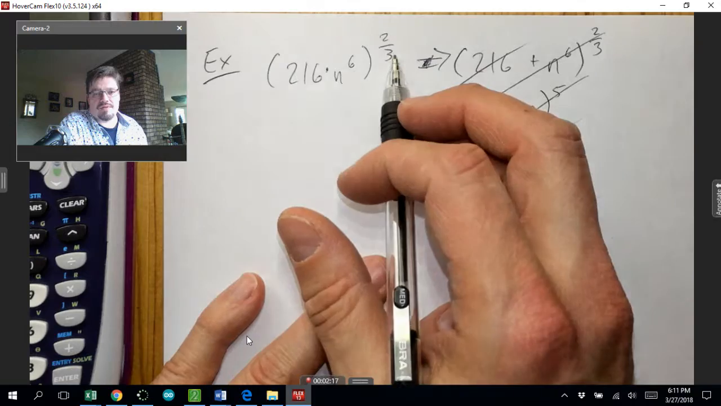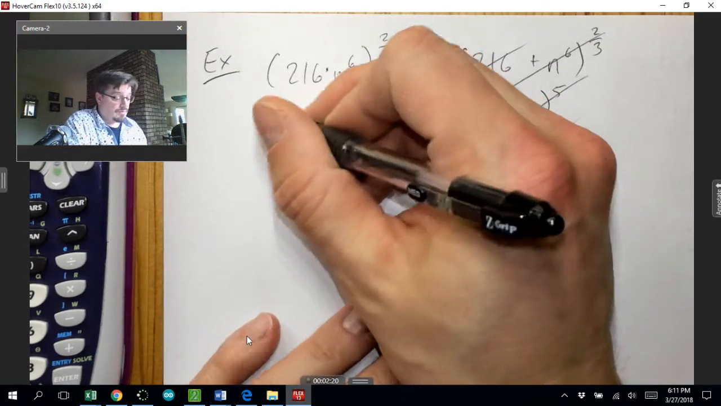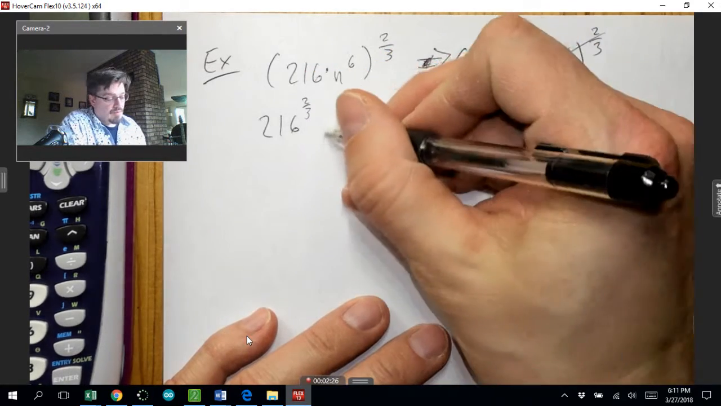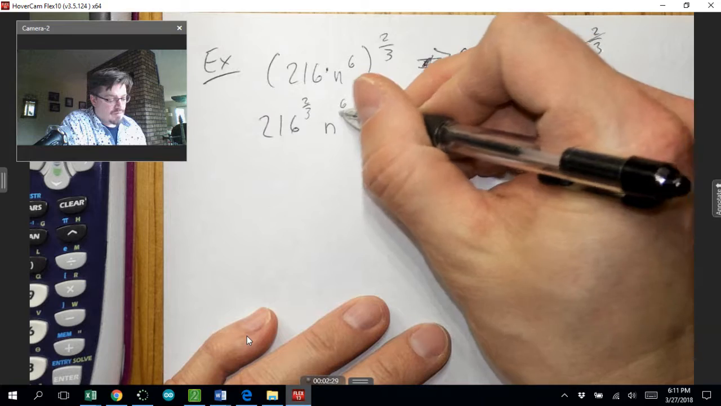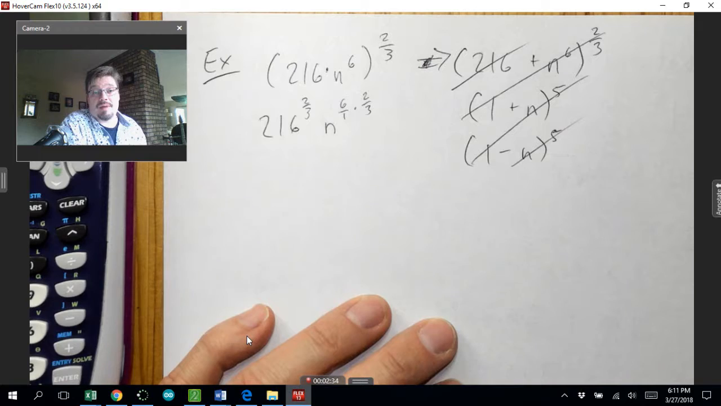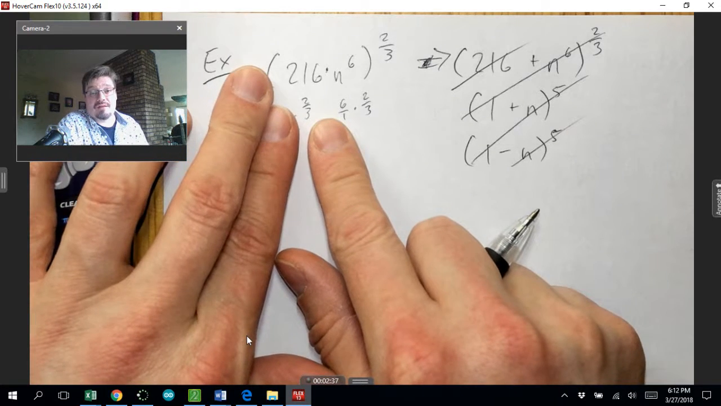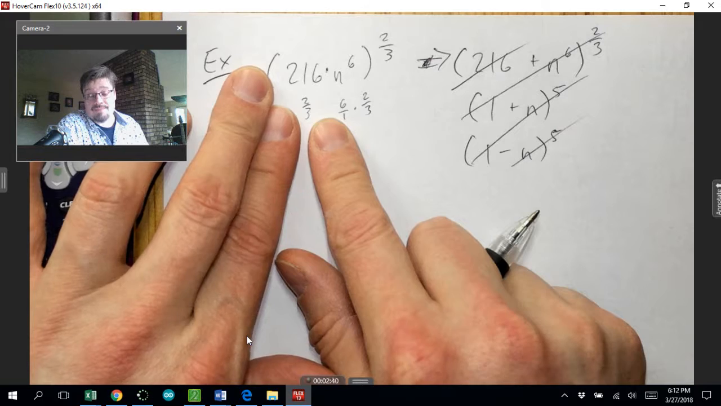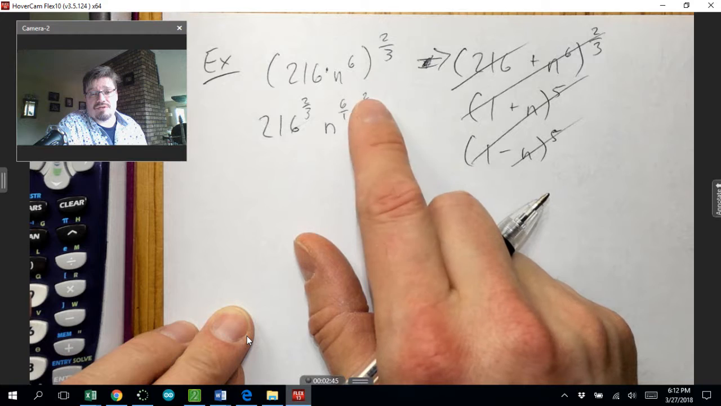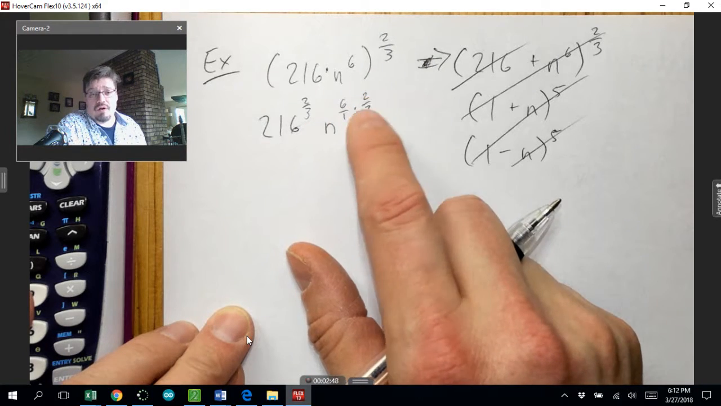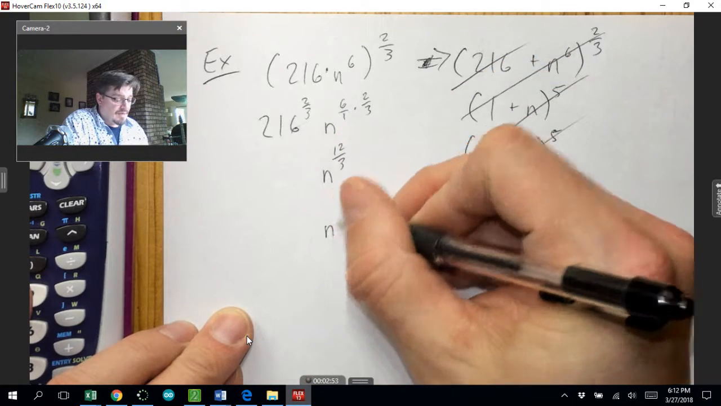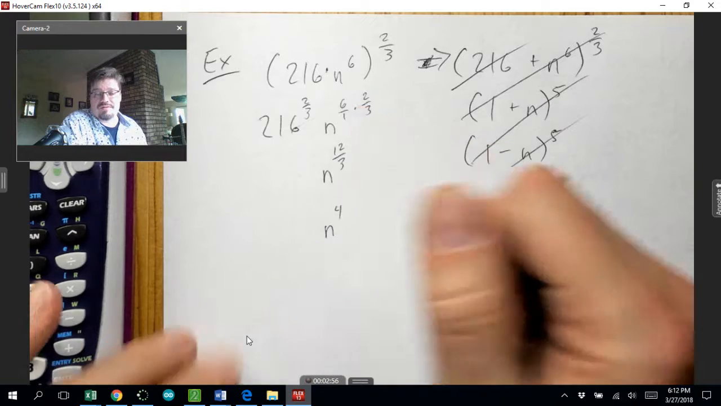So let's go ahead and distribute this exponent over multiplication. That's no problem. So we will do 216 to the 2/3 power. Then we will multiply n to the 6/1 times 2/3. All right, so we distribute by multiplication. But notice that we are just dealing with exponents on the distribution. We'll take care of this guy in a second because he's easier. This is going to be 6 times 2, which is 12, over 1 times 3. So here we get 12 over 3, so that becomes 4. Okay, so 12 divided by 3 is 4.